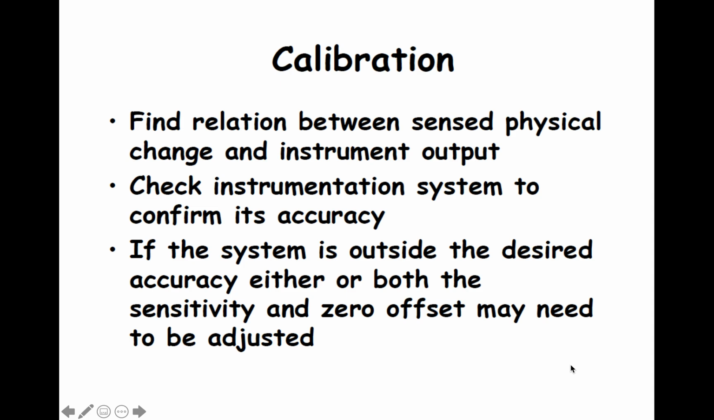One purpose of calibration is to define the relation between the physical change that a sensor or transducer senses and the sensor's output. Another purpose is to check the instrumentation system to confirm its accuracy. If the system is outside the desired accuracy tolerance, then either or both the sensitivity and zero offset may need to be adjusted. For this class, we will focus on the first purpose, which is to find the relation between physical change and the instrument output.